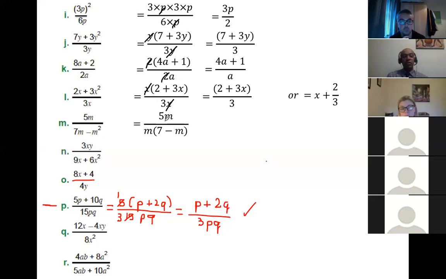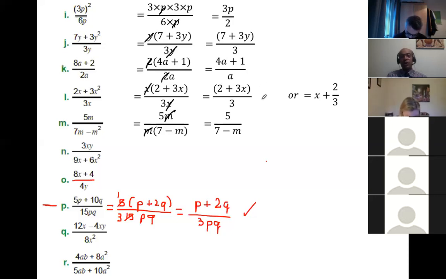So there you go. You can now simplify m, and then you get 5 over 7 minus m. That's it. We can't do anything else. We just leave it like that. At the top here, I had 2 plus 3x divided by 3, but that is the same as 2 over 3 plus 3x over 3. Sometimes you'll see people writing x plus 2/3, but at the moment we're working with fractions. We just leave them as fractions.